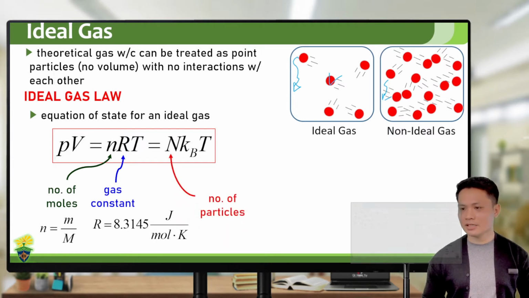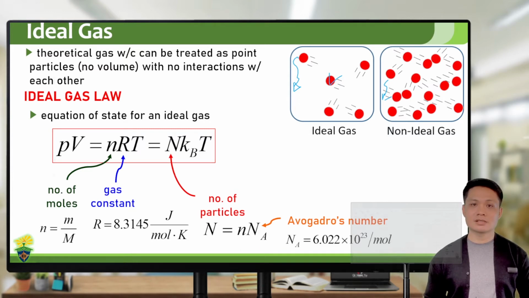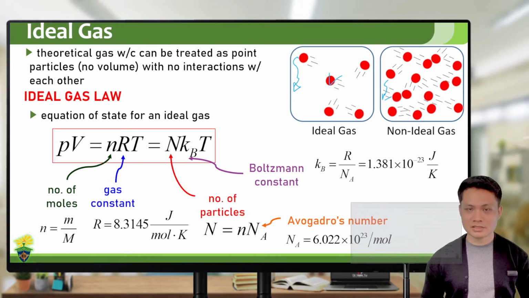And we have N, which represents the number of particles, which can be calculated using Avogadro's number with this value. And we have k_B, which is the Boltzmann constant, with the experimentally known value of 1.38 times 10 to the power of minus 23 joule per Kelvin.